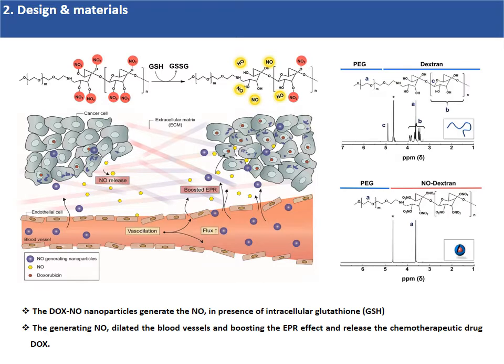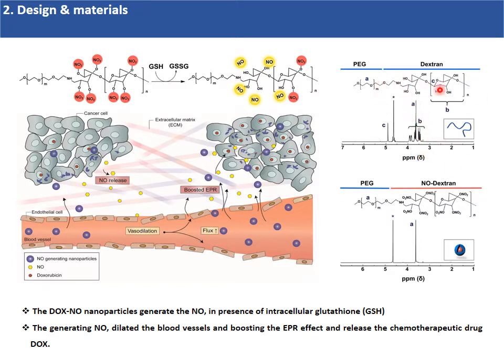It shows that when we treat with the nanoparticle, it goes to the extracellular level and boosts the EPR effect, and we can also incorporate the chemotherapeutic drug doxorubicin in the nanoparticle. The nanoparticle goes to the intracellular level, then NO and doxorubicin are released, and apoptosis of the tumor cell occurs. So this is the NMR data.